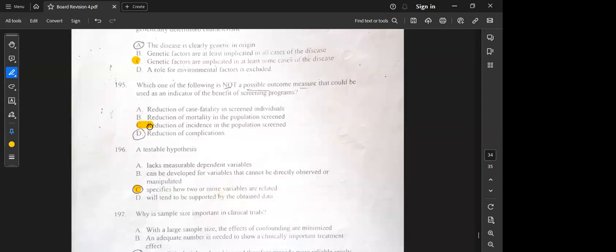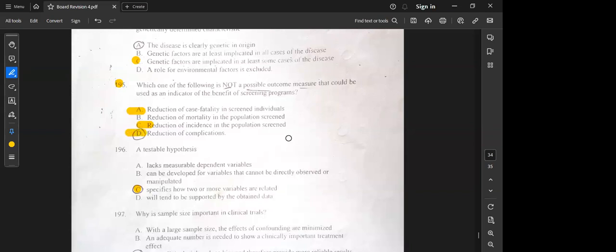Okay, so then the answer would be? I'm saying there are people who are even for choice A as being the answer. Reduction of case fatality in screened individuals. Now we have A, C, and D. Maybe B is the answer now.